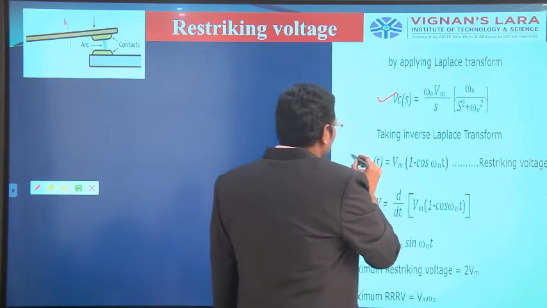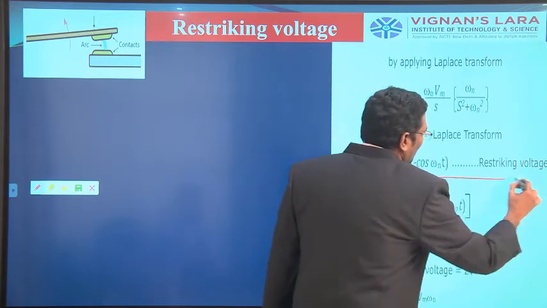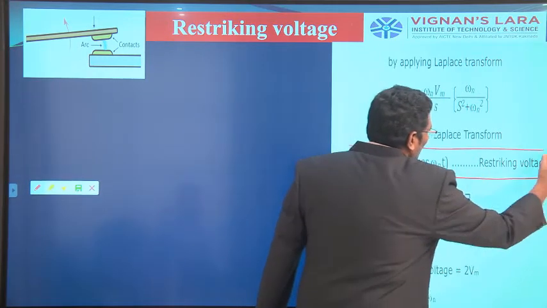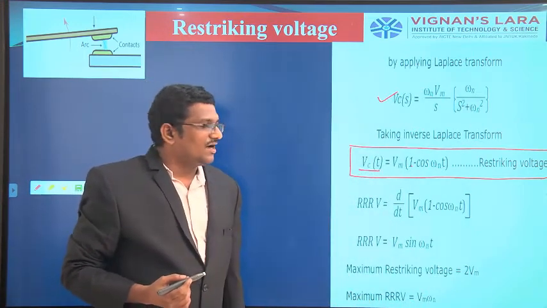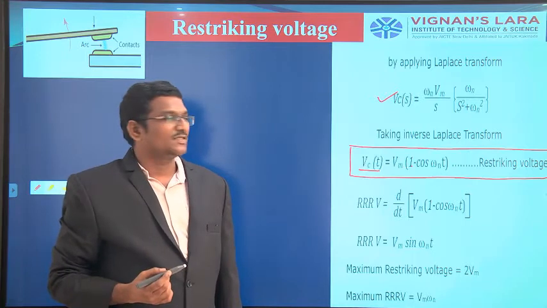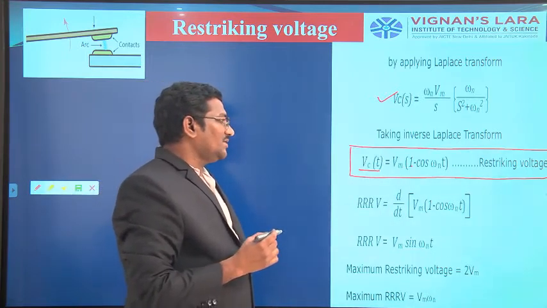So this is the mathematical expression for the restriking voltage. This voltage will decide whether the arc is extinguished or the arc persists in the circuit breaker contacts. Okay, now if you see, what is the omega?